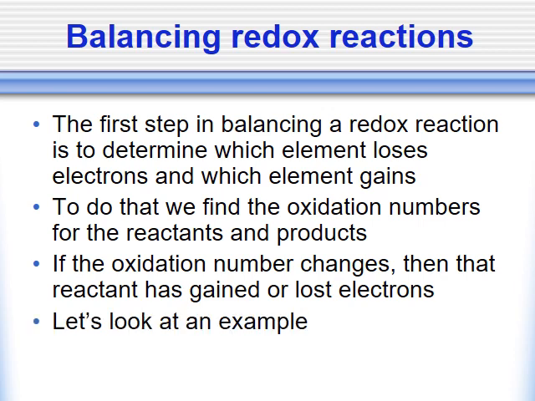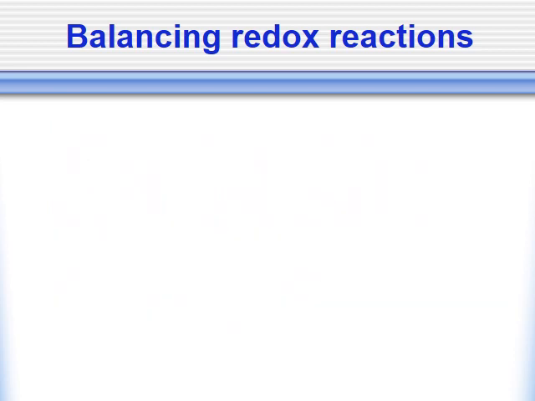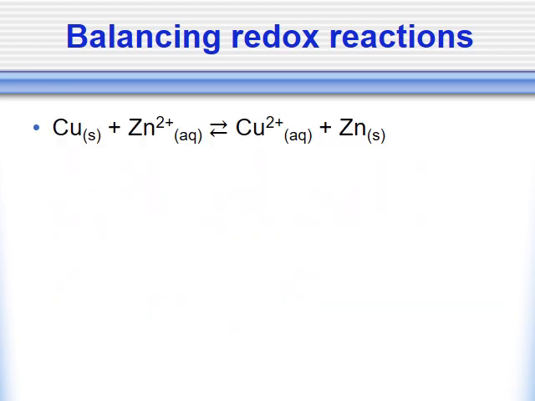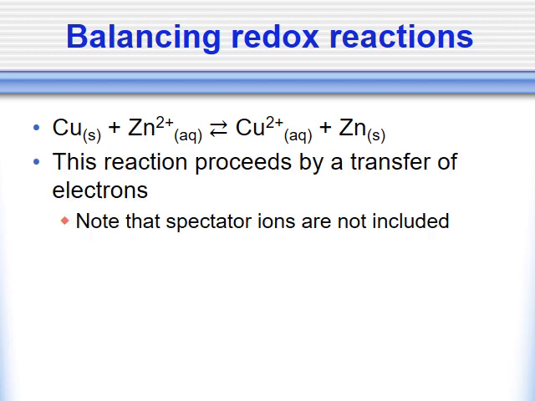So let's do an example. We have solid copper plus zinc 2+ goes to copper 2+ plus solid zinc. This occurs because electrons are transferred. Just as a side note, there are spectator ions in this reaction that go with the zinc 2+ or the copper 2+. It might be chloride, it might be sulfate. Those are not written, they're not important to balancing, but just so you know that there are other species there.